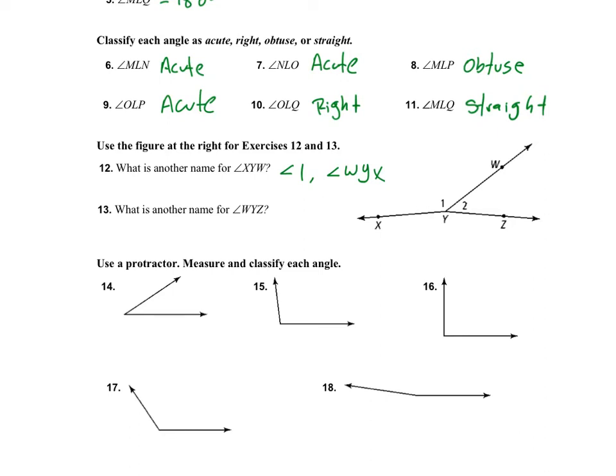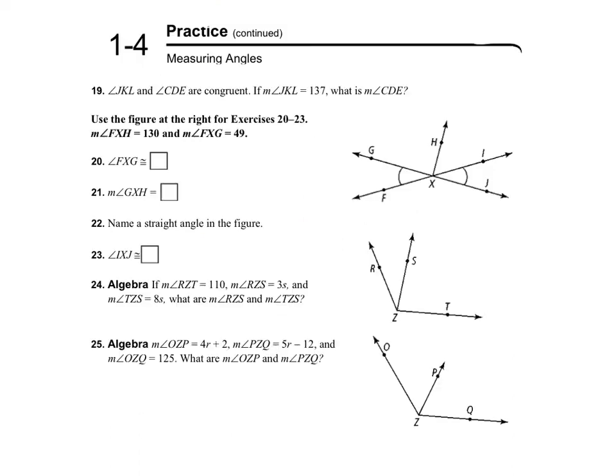Right? What's another name for angle YWC? Again, I can name it as angle 2, or I can name it as angle CWY. So very similar to this.